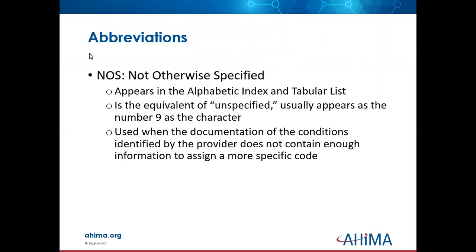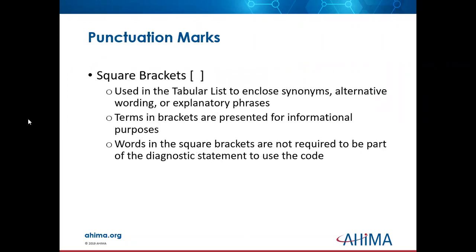So this is used when the documentation of the conditions identified by the provider does not contain enough information to assign a more specific code. Square brackets are used to enclose synonyms, alternative wording, or explanatory phrases. These are used for informational purposes only. Anything that falls in the square brackets is not required to be part of the diagnostic statement to use the code. It doesn't change the code selection.